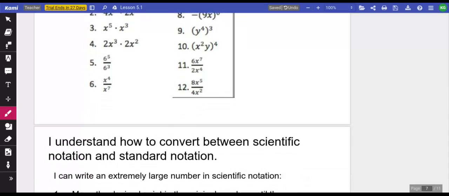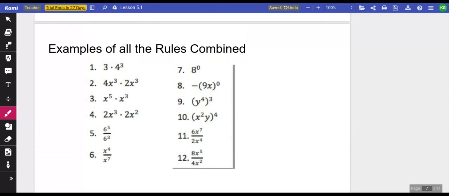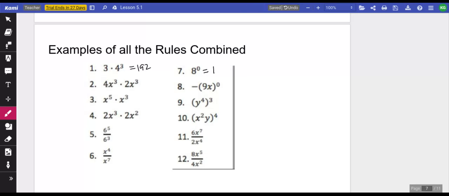So here are some examples of all the rules combined. So the first one, 3 times 4 to the 3rd power. Can't type it in. 3 times 4 to the 3rd. 192. 8 to the 0 is 1. This one I can only add the x's. So that would be x to the 6th. And then I multiply 4 and 2, which is 8.